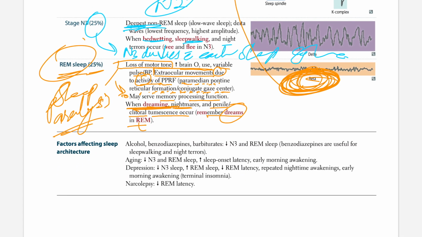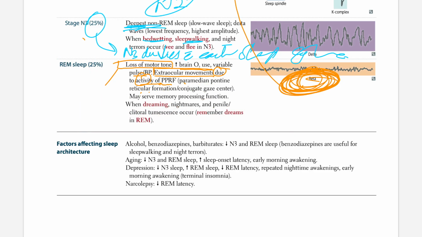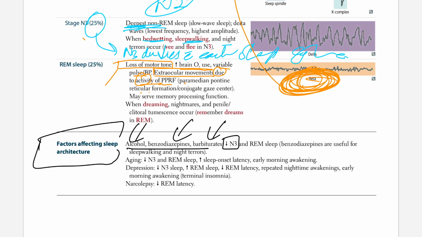Other than that, the changes we have are, let's look at first the factors affecting sleep architecture, and then we will look at some changes. So factors affecting sleep architecture are alcohol and benzodiazepines and barbiturates. They all lead to decrease in N3 and REM sleep. Benzodiazepines are useful for sleepwalking and night terrors. So benzos, although they do decrease the REM and N3, are useful for sleepwalking. So you give it for sleepwalking and night terrors.